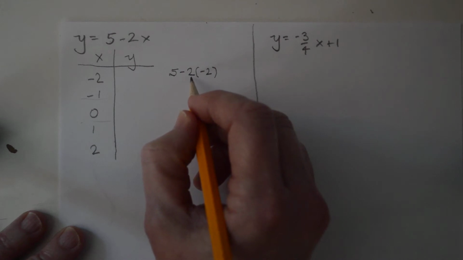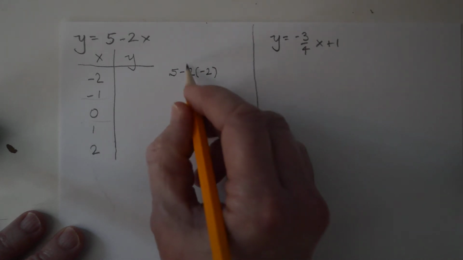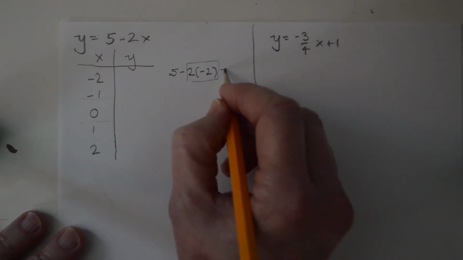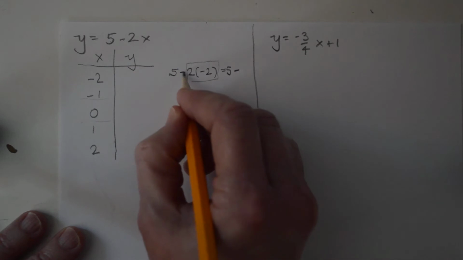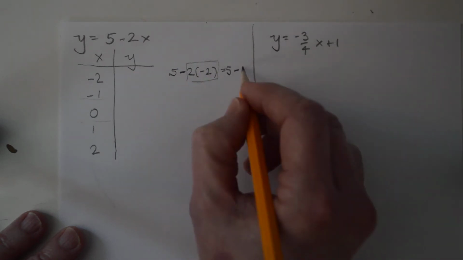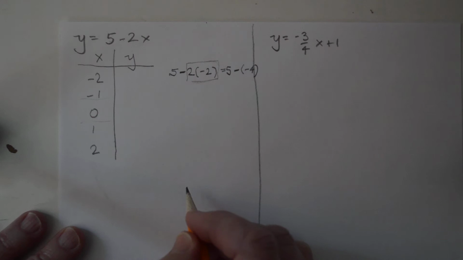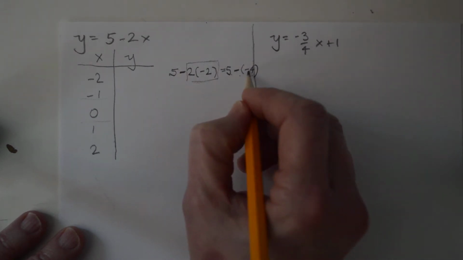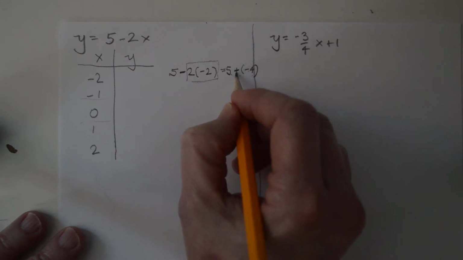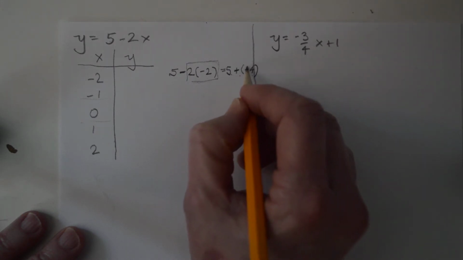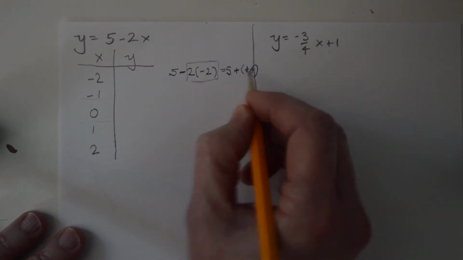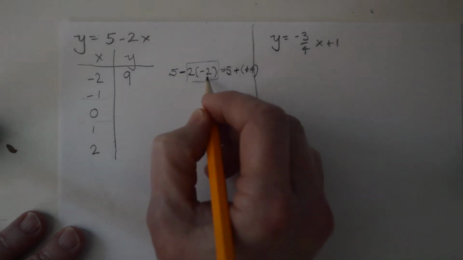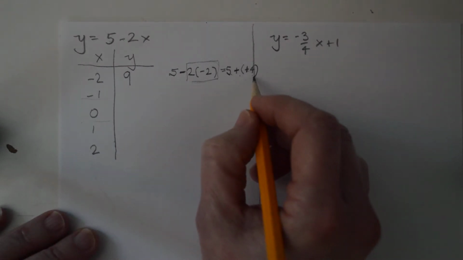So there's a couple different ways we can do this. One is we could just look at 2 times -2 and say that's -4. So then we're going to do 5 minus -4. If we do 5 minus -4, remember we do keep, change, change. That's going to change this to a positive sign, and that's going to change the negative to a positive. And so we get 5 plus 4 is 9.